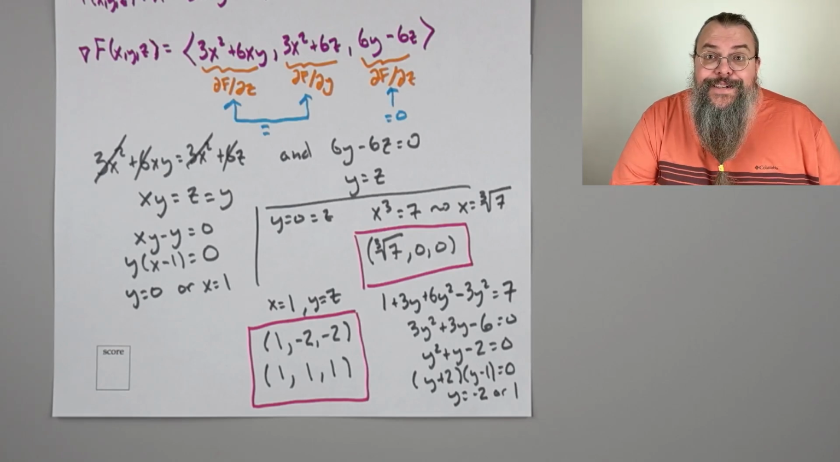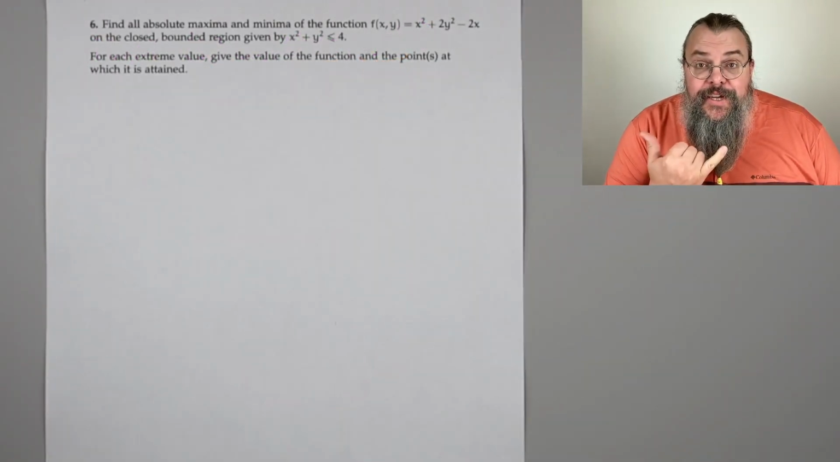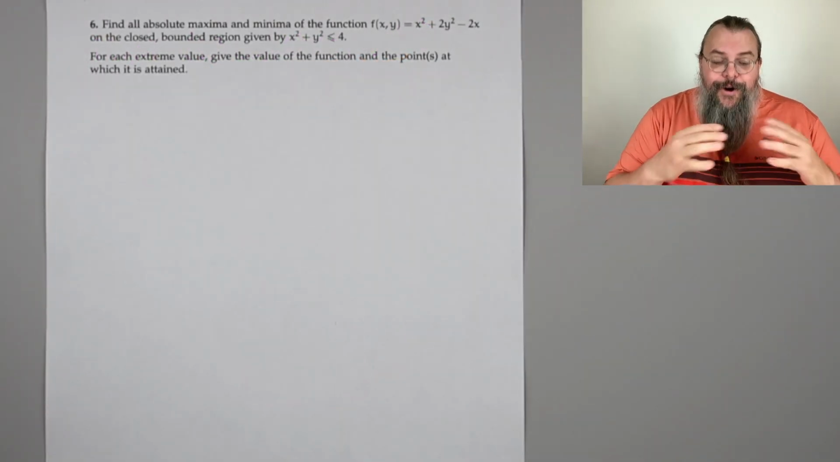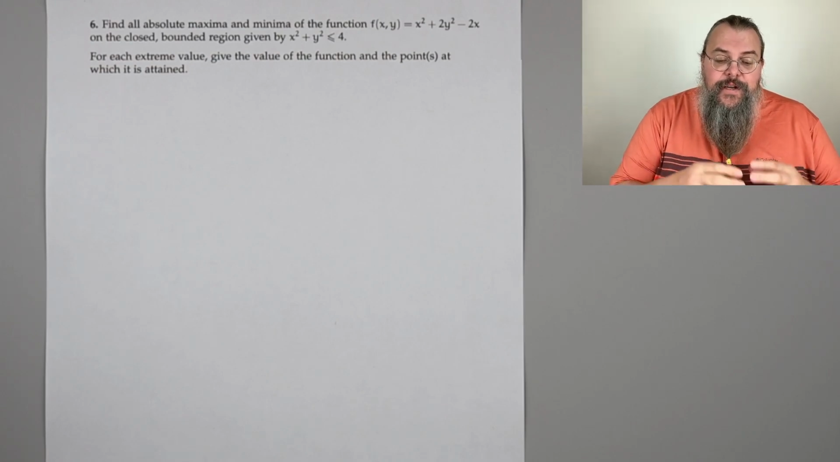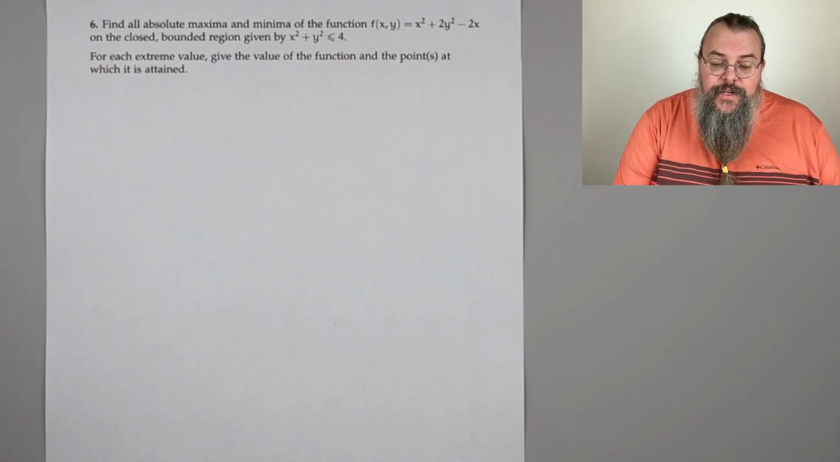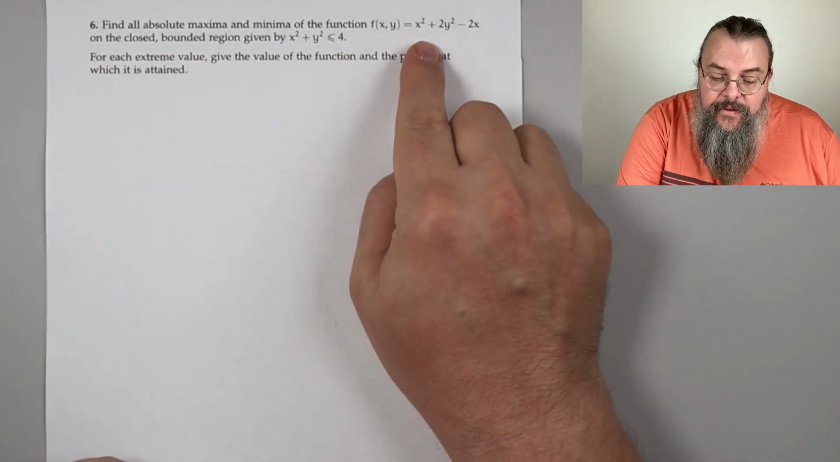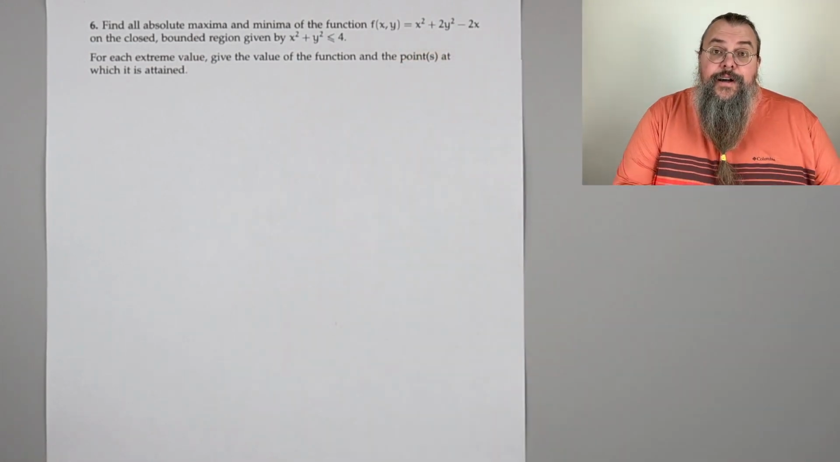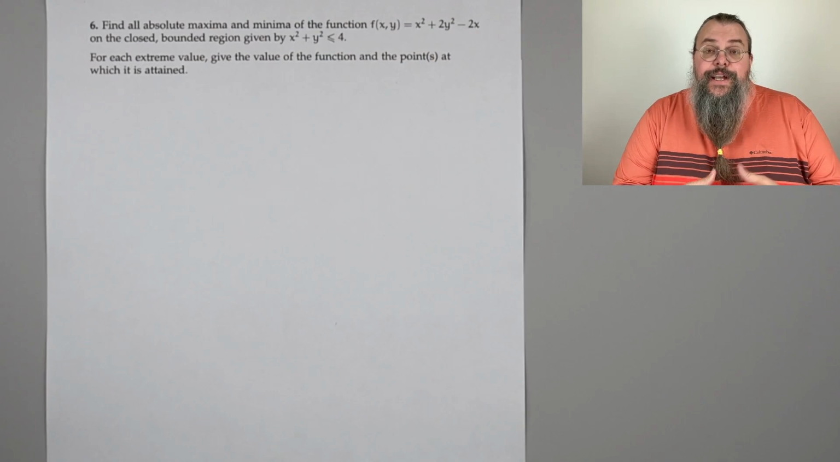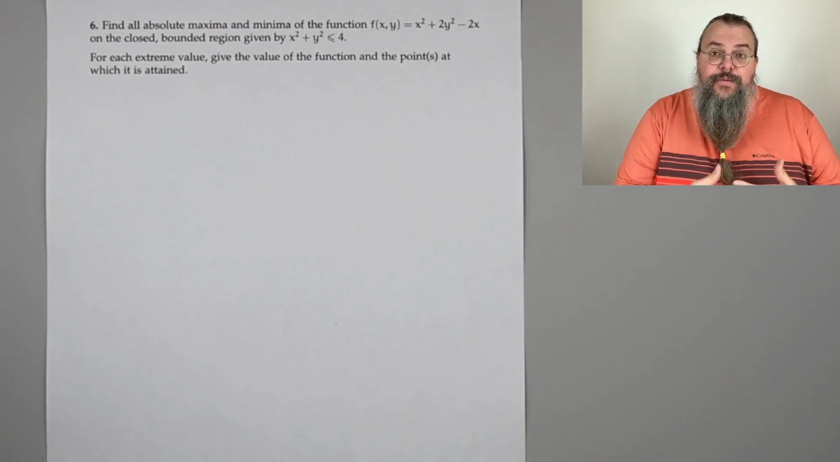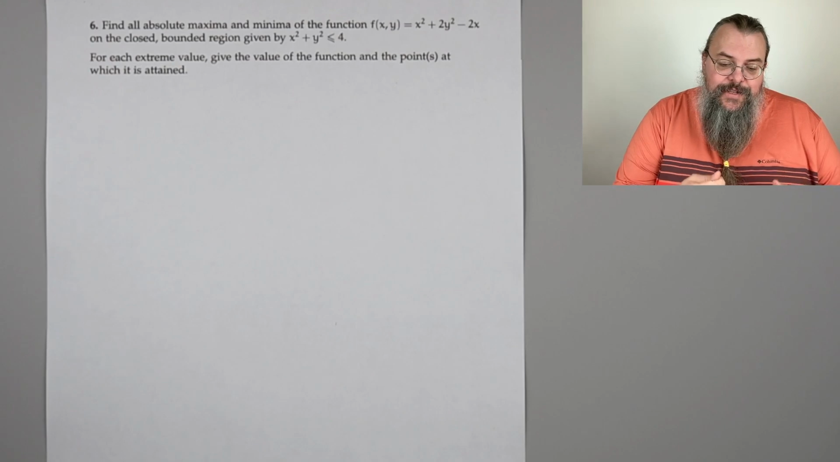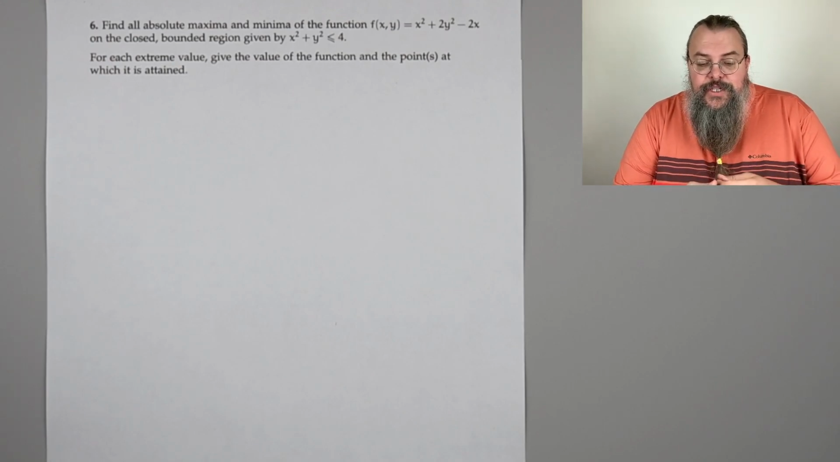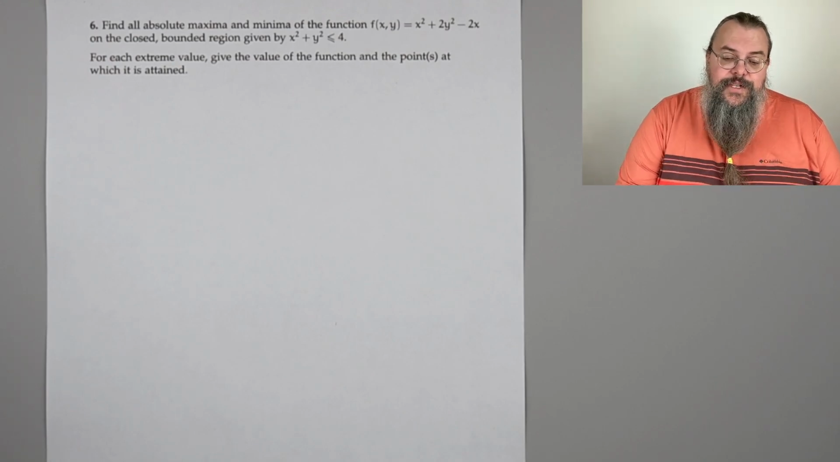So, all right. Oh, we're doing great. Let's keep going. Number 6. Find all absolute maxima and minima of the function f of x, y equals x squared plus 2y squared minus 2x on the closed bounded region given by x squared plus y squared less than or equal to 4. For each extreme value, give the value of the function and the points for which it is attained.